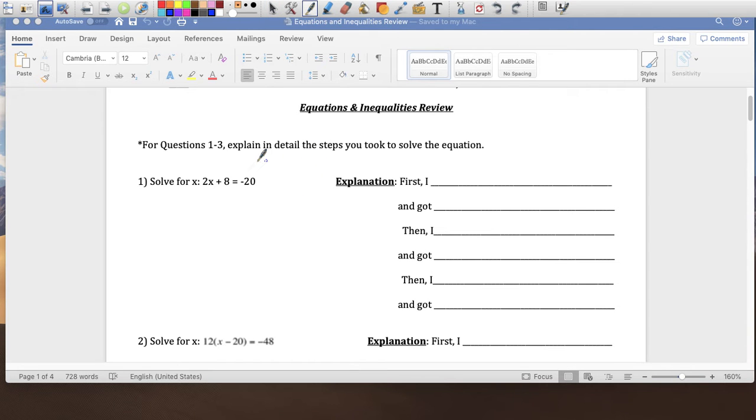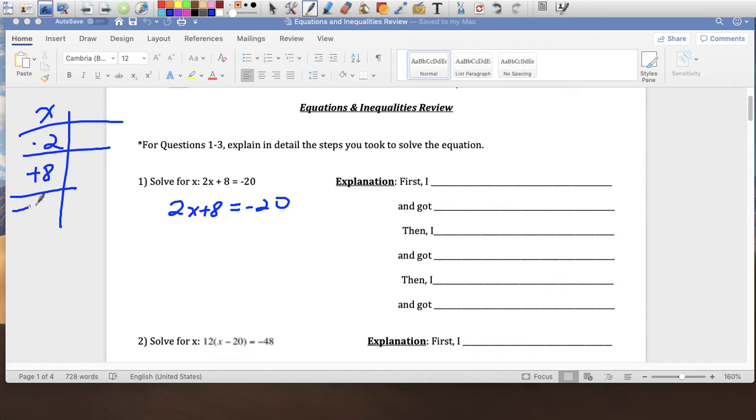So first, what would you do here? Here's an equation. I'm going to rewrite it. It's 2x plus 8 equals negative 20. If you did your story, you have a variable x, which is being multiplied by 2, plus 8, and it equals negative 20. The first inverse operation you're going to do is minus 8 and then divide by 2. So we're going to do minus 8 on both sides.